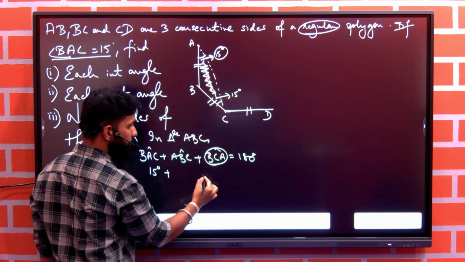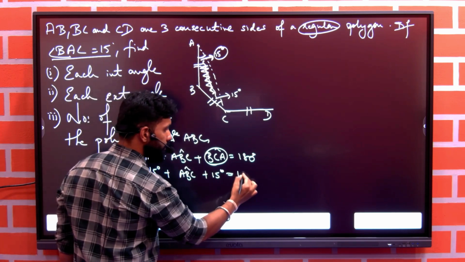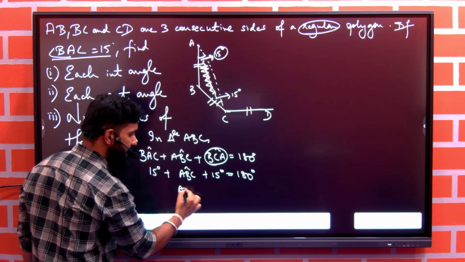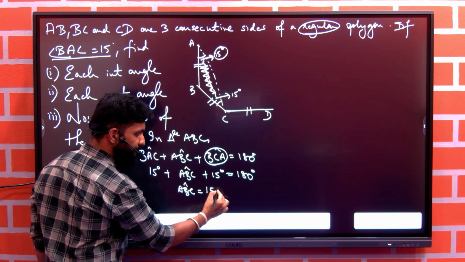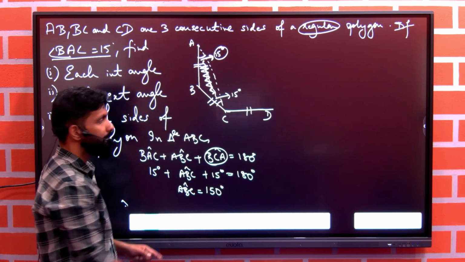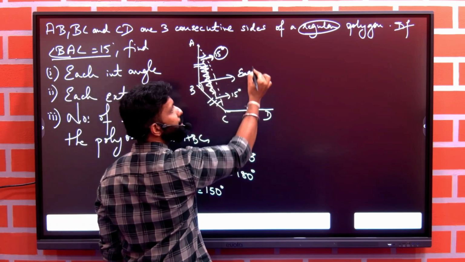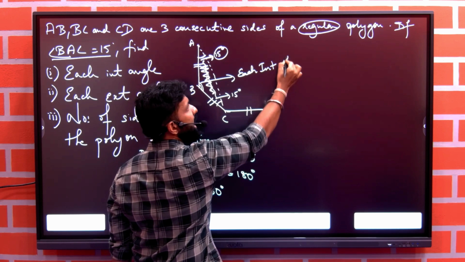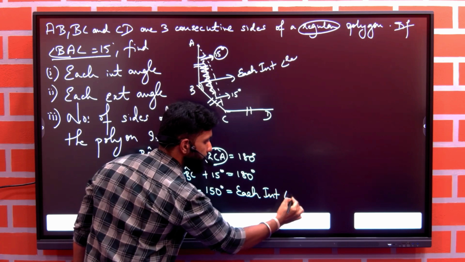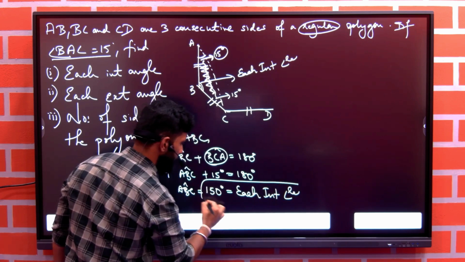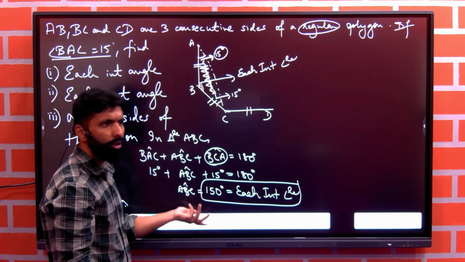BCA is also 15. Can I find angle ABC? So I am getting angle ABC as 180 minus 30 degrees, which is 150 degrees. And I hope all of you realized that this angle ABC is nothing but each interior angle. So I got each interior angle as 150 degrees. Very simple. I didn't use any formula, but I got the answer, isn't it?